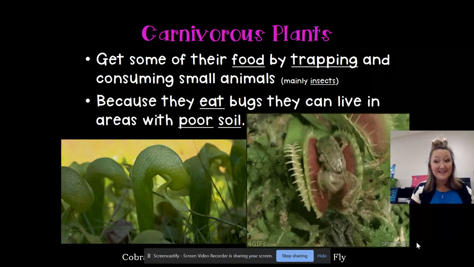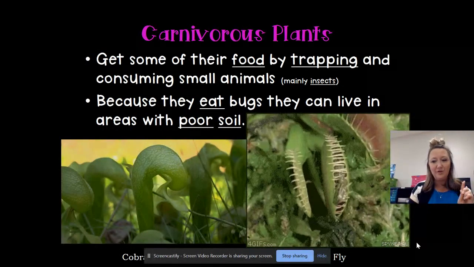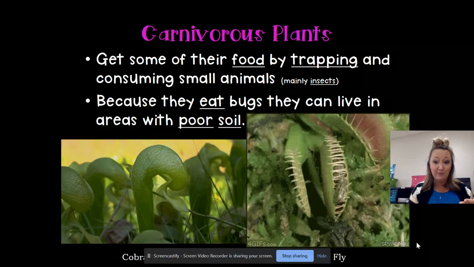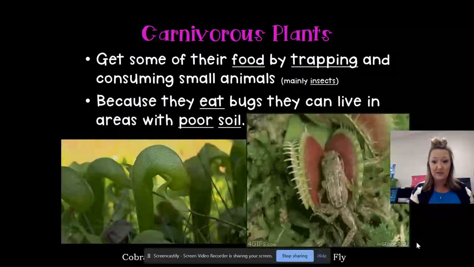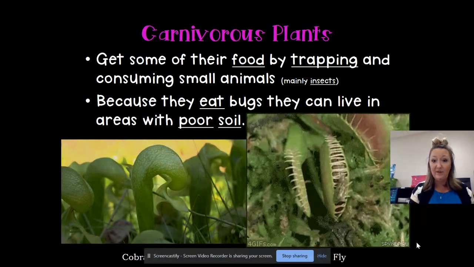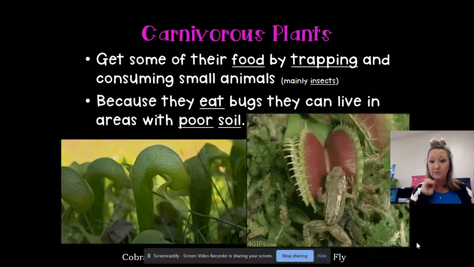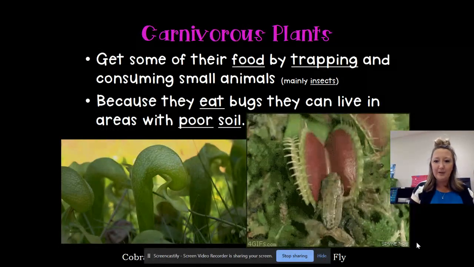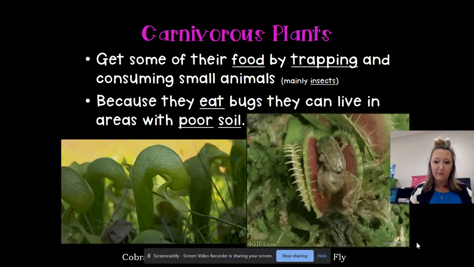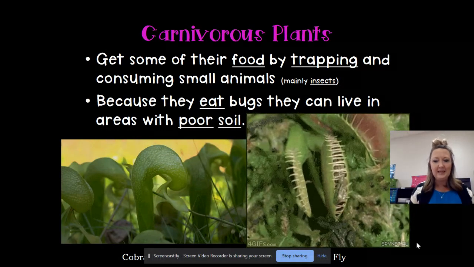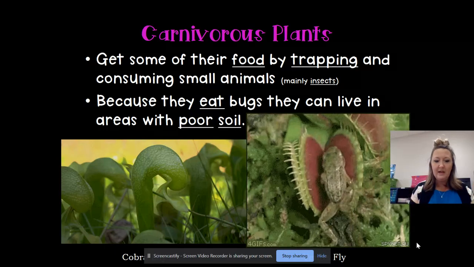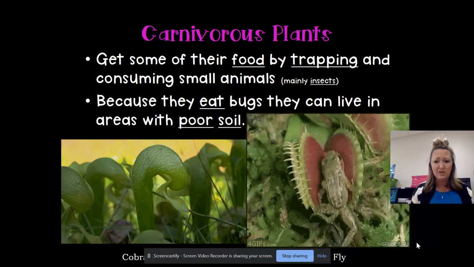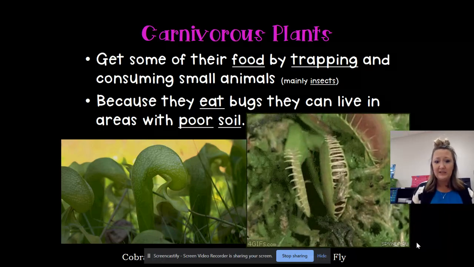Some plants, very few, right, but some, I'm sure the Venus flytrap you guys have heard of, are carnivorous. And that means that they can actually consume animals for their nutrients. They don't have to go through photosynthesis to get all of the nutrients that they need. They get some of their food by trapping and consuming small animals like frogs, but usually, most of the time, it's insects. Because they can eat bugs, they can live in areas with really poor soil, like the floor of the rainforest. And I know it's easy to think of the rainforest with all of these big, lush plants, but remember, those big, lush plants are going to suck all of the nutrients out of the soil. And so there's not much left for smaller plants like Venus flytraps.